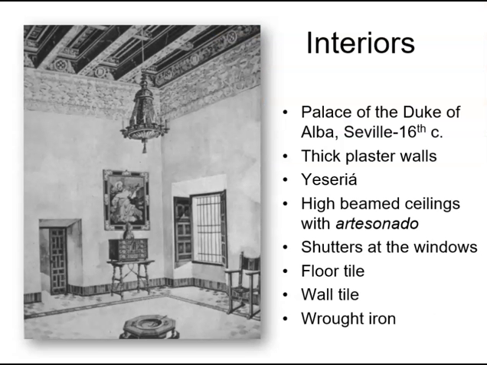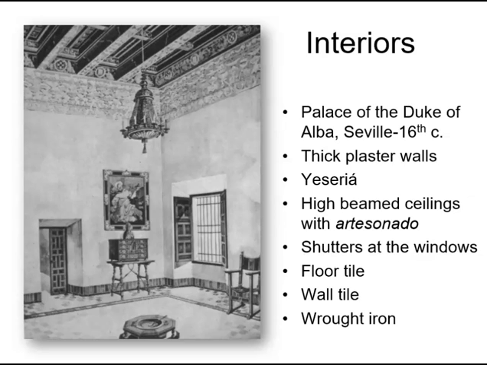In this important secondary source, we're seeing a drawing of the Palace of the Duke of Alba. We're seeing the thick white plaster walls that we would often see in Spanish Renaissance interiors. We're also seeing yesera, where the wall meets the ceiling. And remember, this is a technique of carving plaster that was used in Islamic design, but also by the Moors in Spain and in the Mudéjar style.